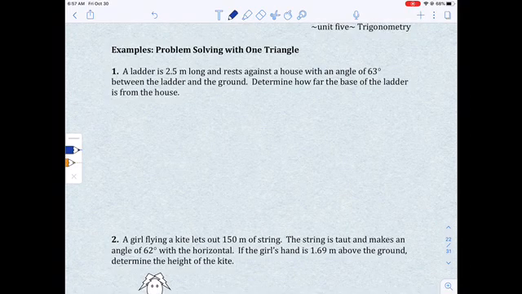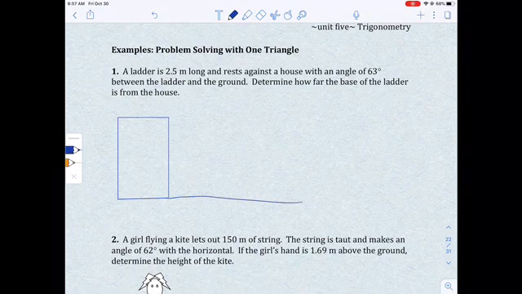A ladder is 2.5 meters long and rests against a house with an angle of 63 degrees between the ladder and the ground. Determine how far the base of the ladder is from the house. The house is not drawn, so we're going to draw the house, and here's the ground. We can presume that the ground and the house are perpendicular. That's an assumption we have to make. And here's our ladder leaning against our house.